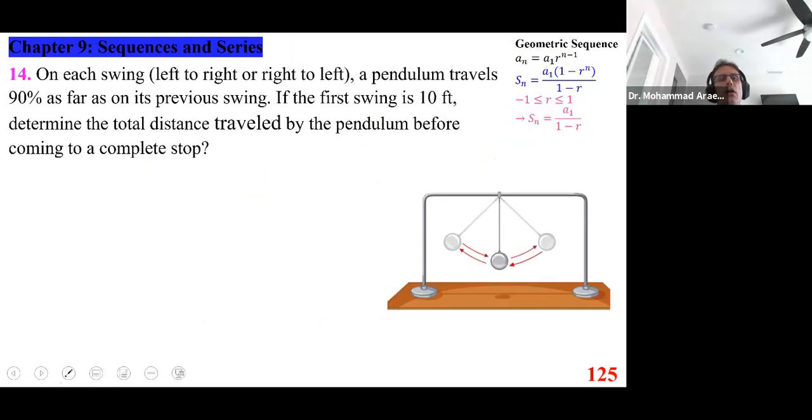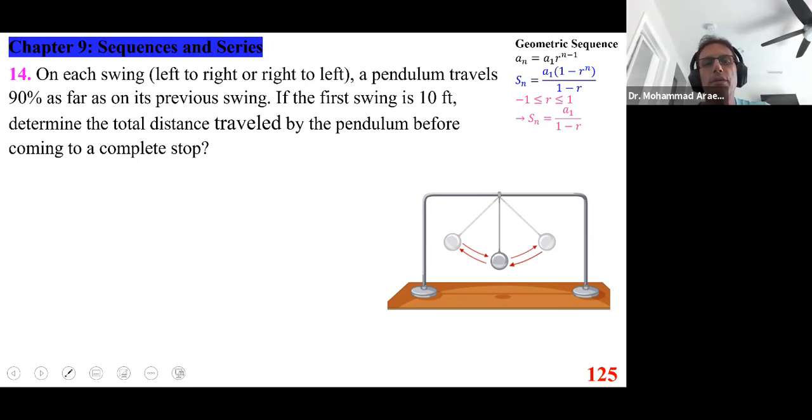Let's look at an application. On each swing, left to right or right to left, a pendulum travels 90% as far as on its previous swing. If the first one is 10 feet, we want to get the total distance traveled by the pendulum before coming to a complete stop. If you pay attention to this question, this is an interesting application of this concept.